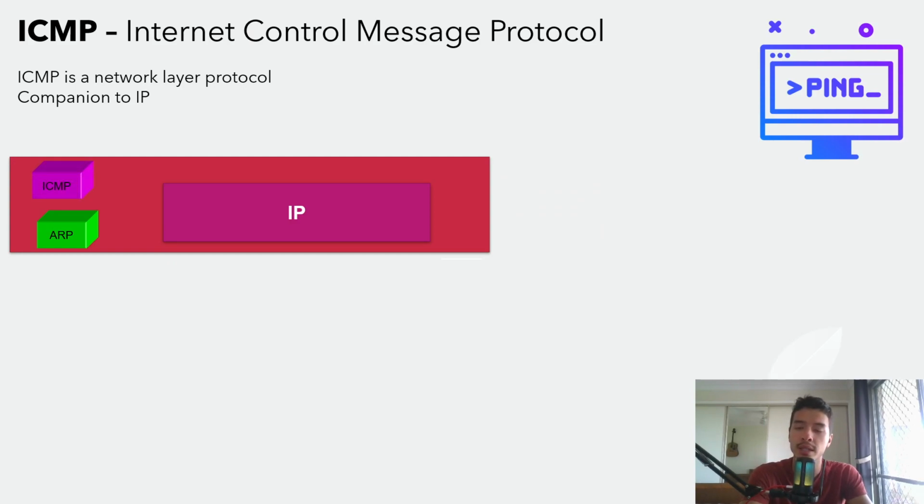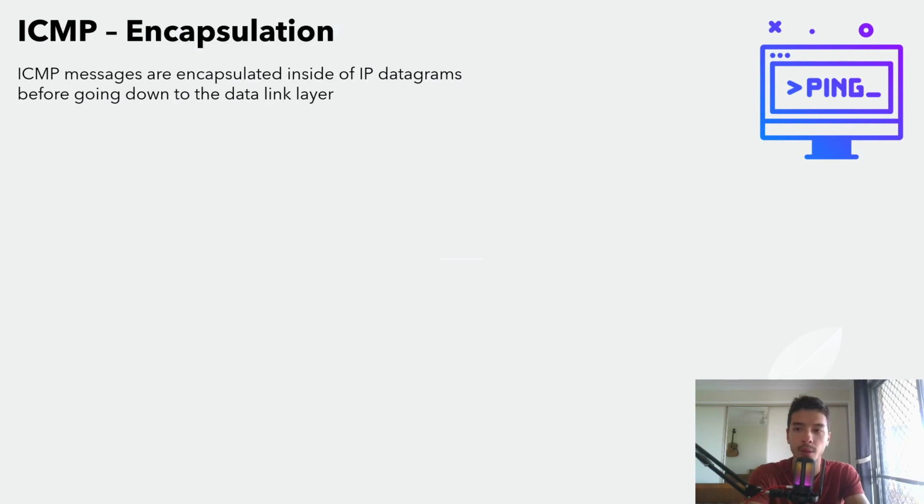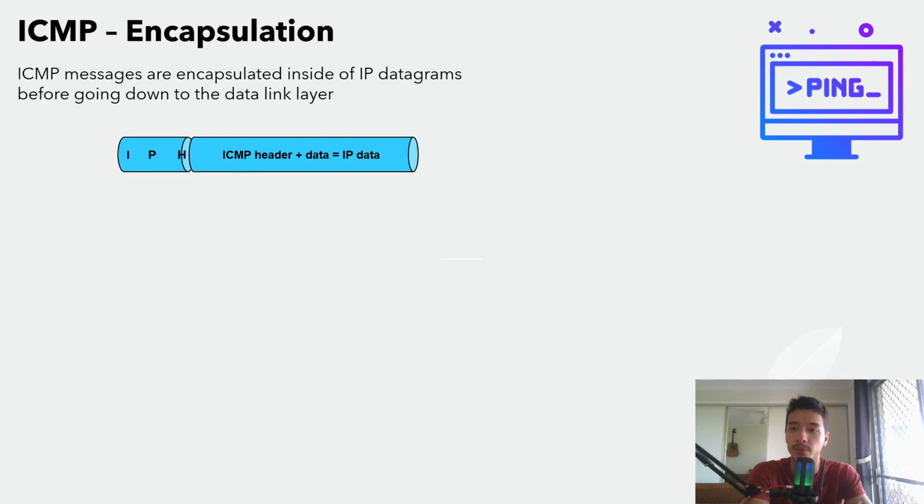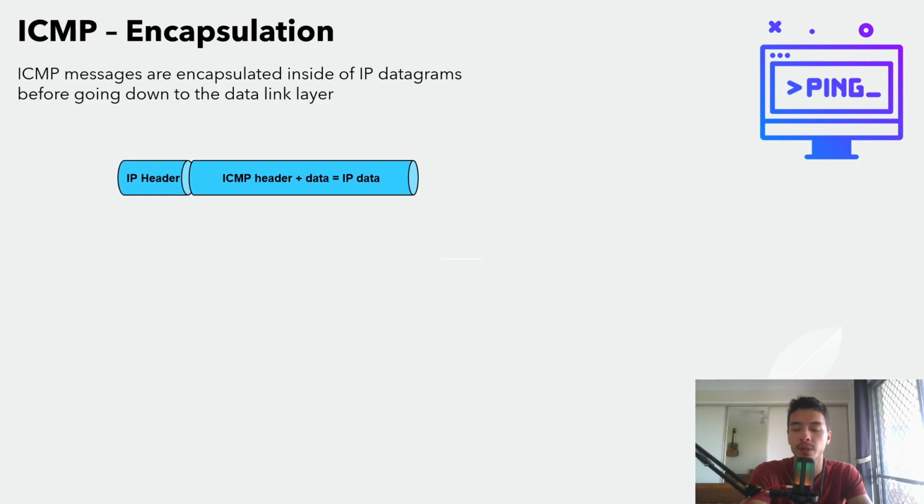ICMP is a network layer protocol, a companion to the IP. ICMP messages are encapsulated inside the IP datagrams before going down to the data link layer. So as you can see here, this is all done. Let this little cool animation play. It's very slow. Man, that is very slow. So your IP header, and then you have your ICMP plus data equals IP data.